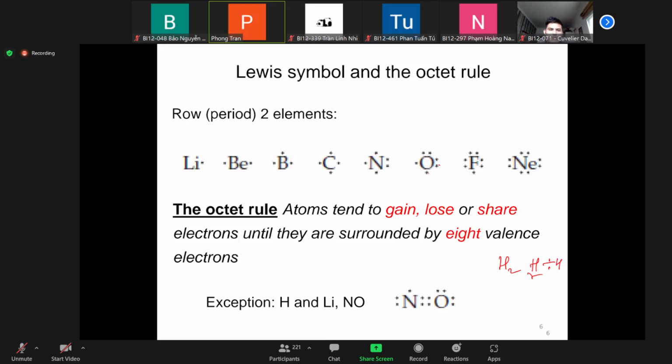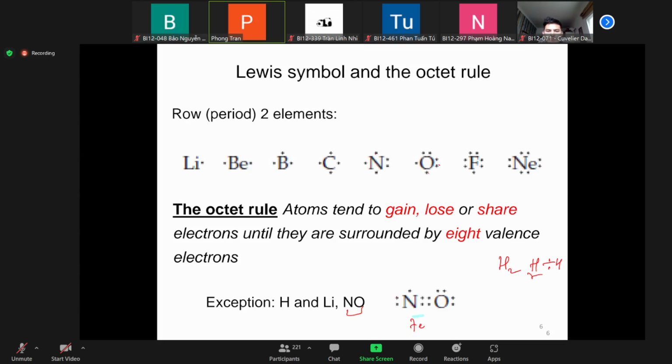For lithium, you have 3, and for NO, for example, the molecule NO, you have the nitrogen here, which will have 2, 4, 6, and 7 electrons, and it does not obey the octet rule.